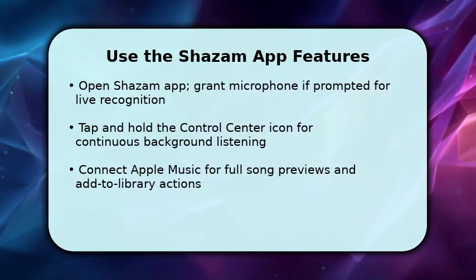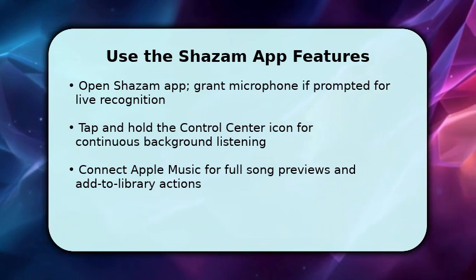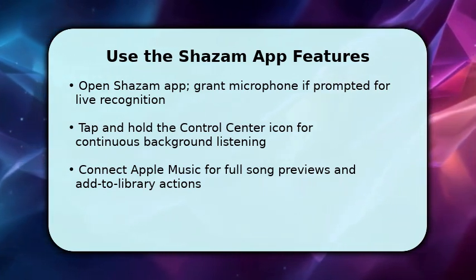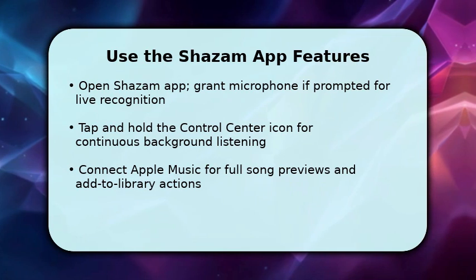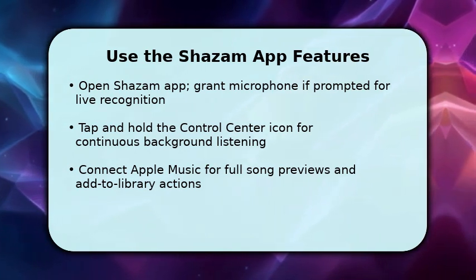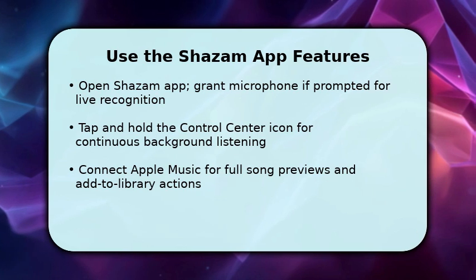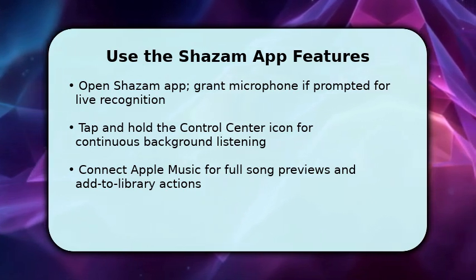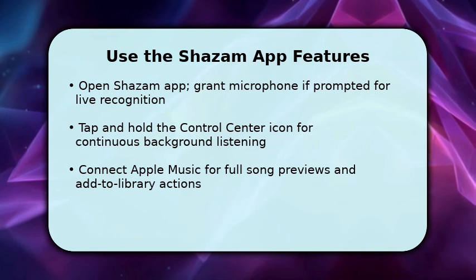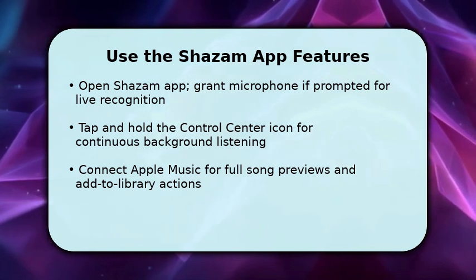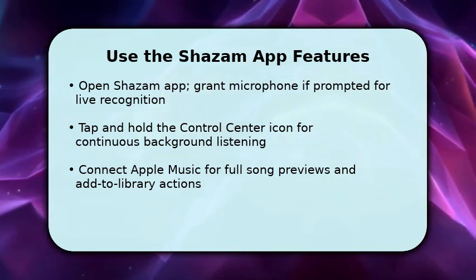Once Shazam detects audio, open the Shazam app to review results and metadata. You'll want to grant microphone access for better live detection and enable background listening if you want automatic tagging while other apps run. Tap a result to see artist, album, lyrics, and streaming links. Linking Apple Music lets you preview and add tracks to your library instantly.